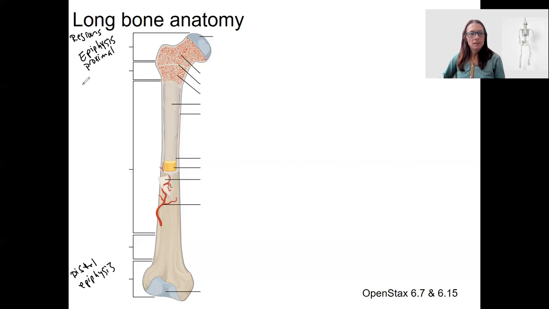In between there, we've got a metaphysis. I actually won't use this one as much, I don't think. Same thing down here. And then this long portion here, the bulk of the bone, the long bone, is the diaphysis. So that's basically the shaft. And I don't think I even have metaphysis on your key terms. There's those two. Inside the diaphysis, throughout that entire portion, there is a medullary cavity.